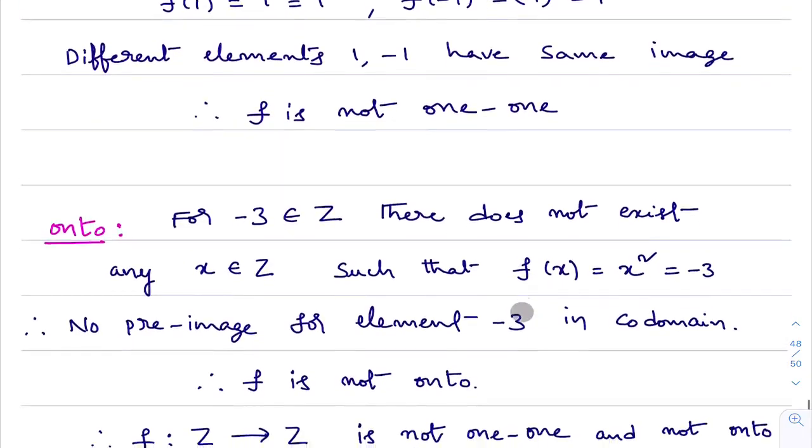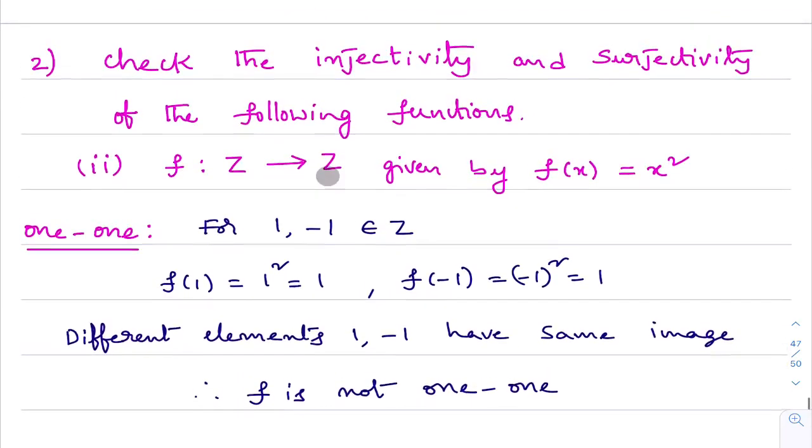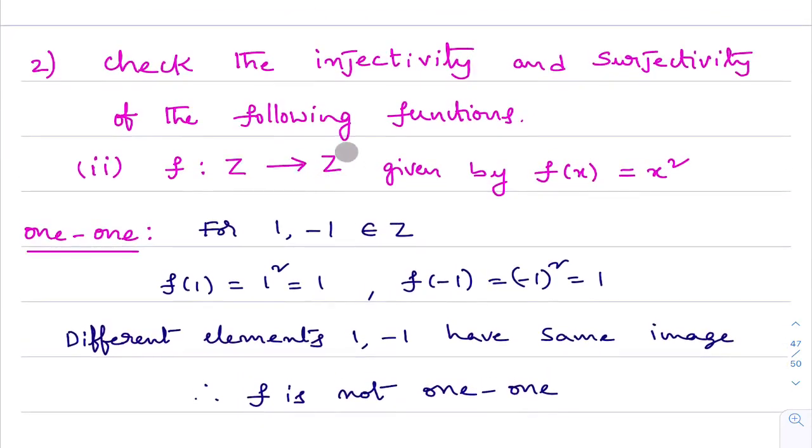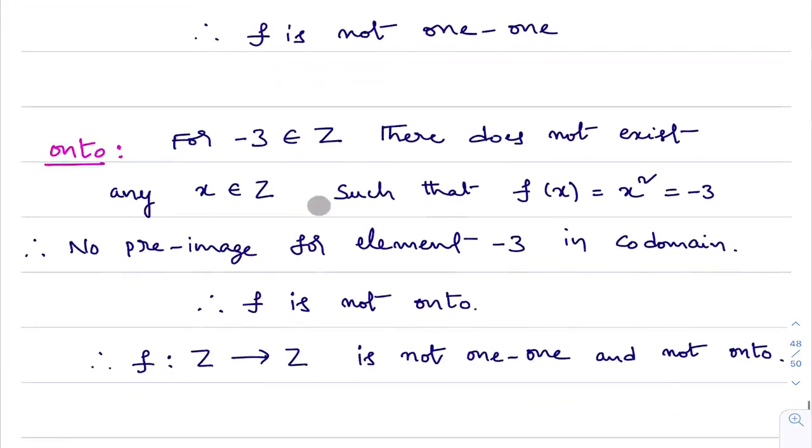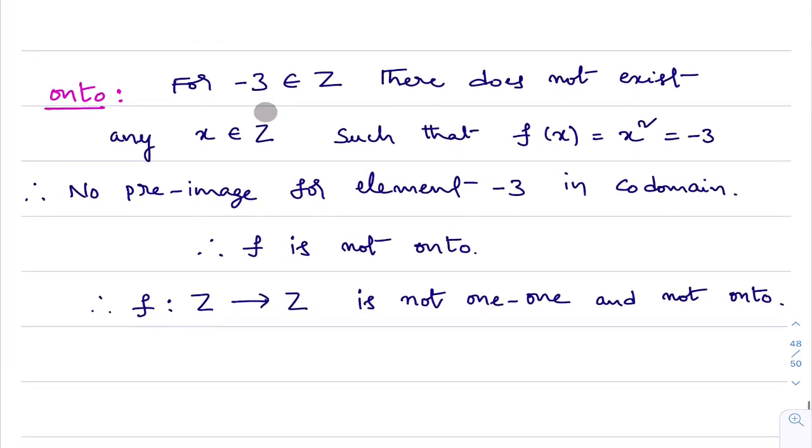Now onto function. How to check an onto function? First, what is the definition of an onto function? For every element in the codomain set, there exists at least one preimage in the domain set. That is the definition of an onto function. In case you do not know, watch the last class. Now, see here, it is not onto. I am giving the explanation. Try to understand this first. After understanding this, you will get some clarity.